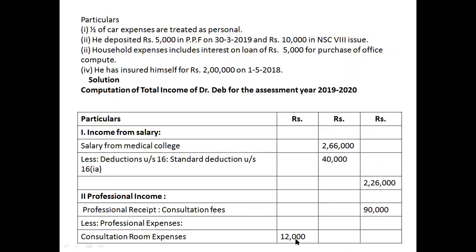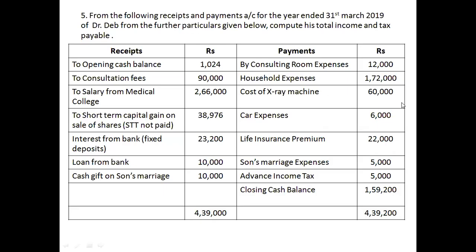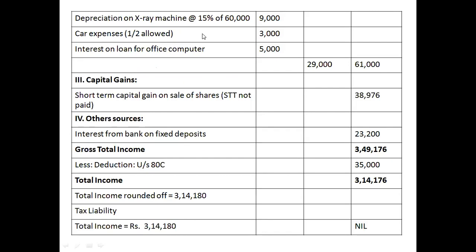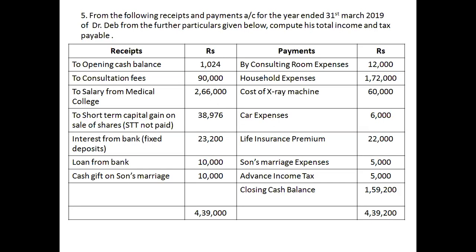Then we have your X-ray machine. The cost of the X-ray machine is 60,000. For this depreciation, you're going to claim 15%, so 60,000 into 15% gives you 9,000 rupees. Now we have car expenses. The car is used for personal as well as professional purposes.